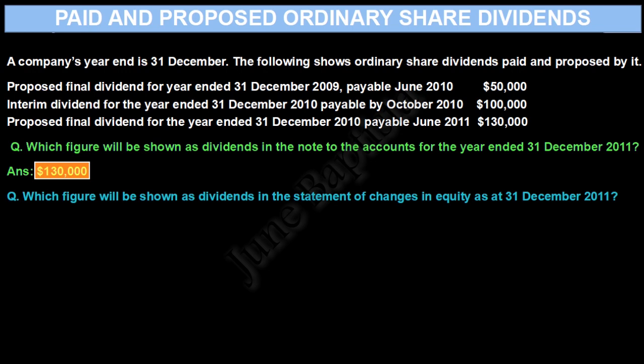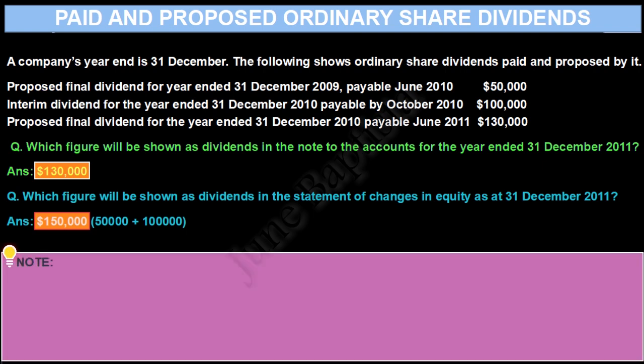Question 2. Which figure will be shown as dividends in the statement of changes in equity as at 31st December 2011? The answer is $150,000, which is $50,000 proposed dividend for the previous year payable in this financial year, and $100,000 interim dividend for the year ended 2010 but payable by October 2010, before the end of the financial year.